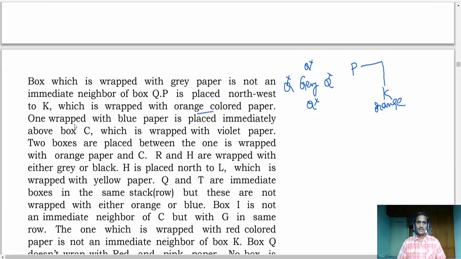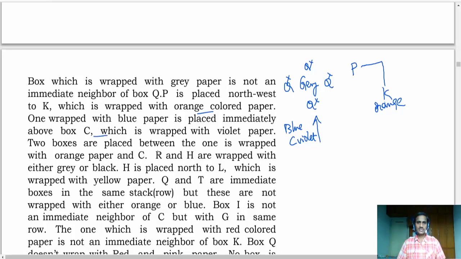The one wrapped with blue is immediately above box C. C is violet. Blue is immediately above C. C is violet, hence violet and blue must be adjacent to each other. Blue is immediately above C, the violet.